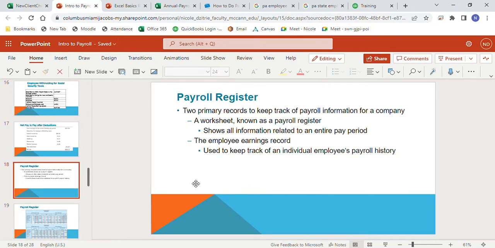And then you have the employee earnings record. And that's when you're looking at each individual employee's payment history, because at the end of the year, you have to send them a W-2. Okay, so you would need to keep track of each specific employee and how much you have taken out in deductions, because that information will be sent to them in their W-2.